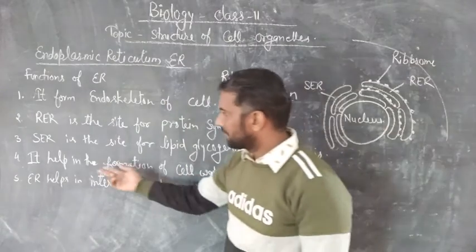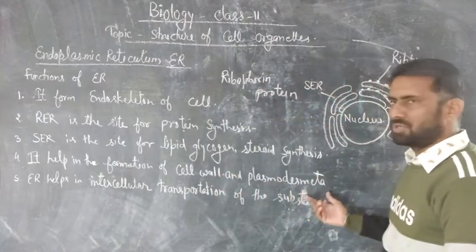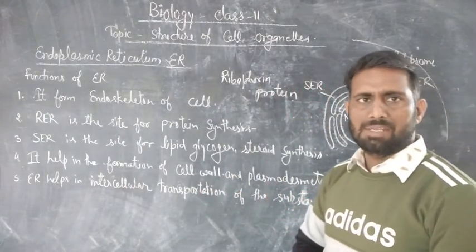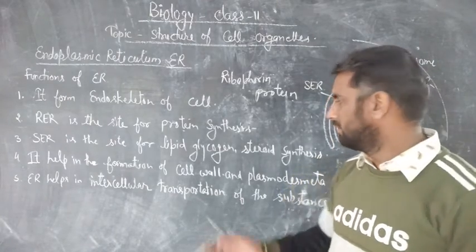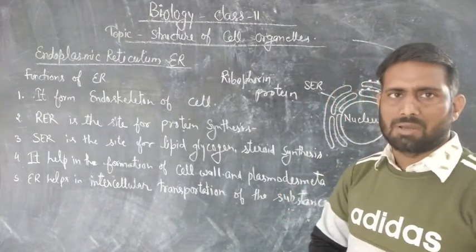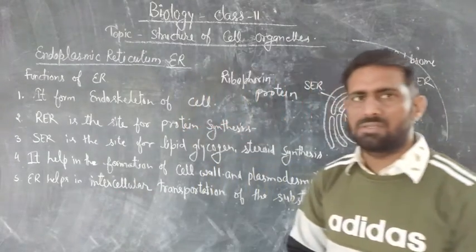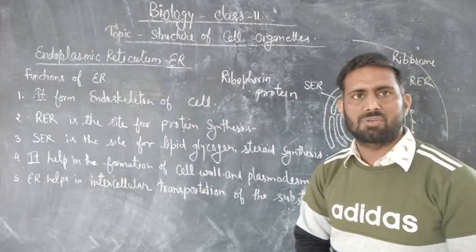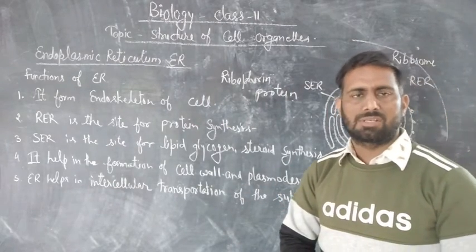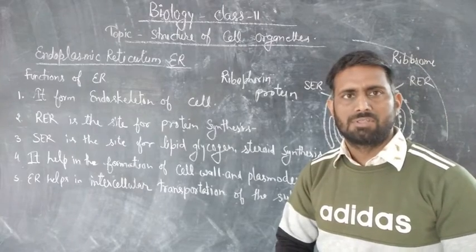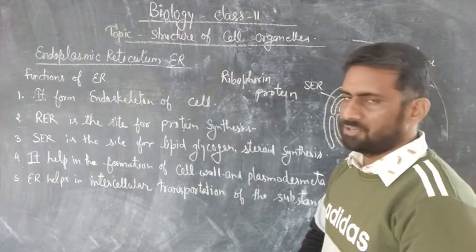Next function, it helps in the formation of the cell wall and plasmodesmata. Endoplasmic reticulum helps in the formation of the cell wall in plants and plasmodesmata. Next function, it helps in the intercellular transportation of substances. So these are the functions of the endoplasmic reticulum.